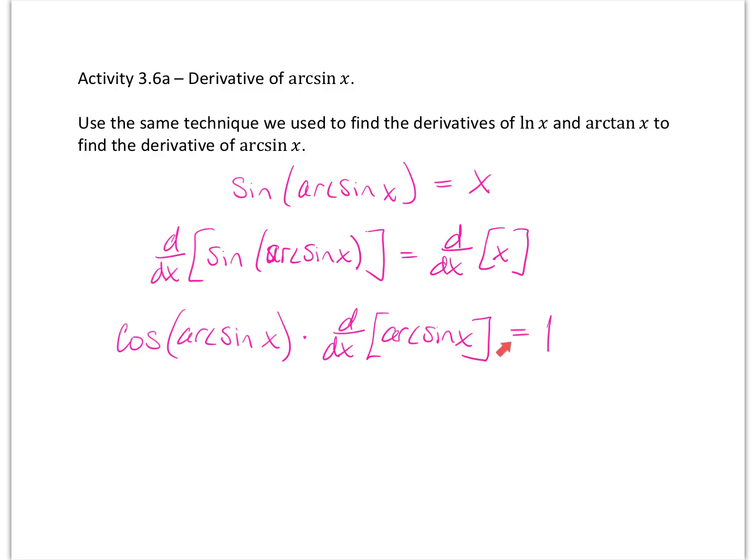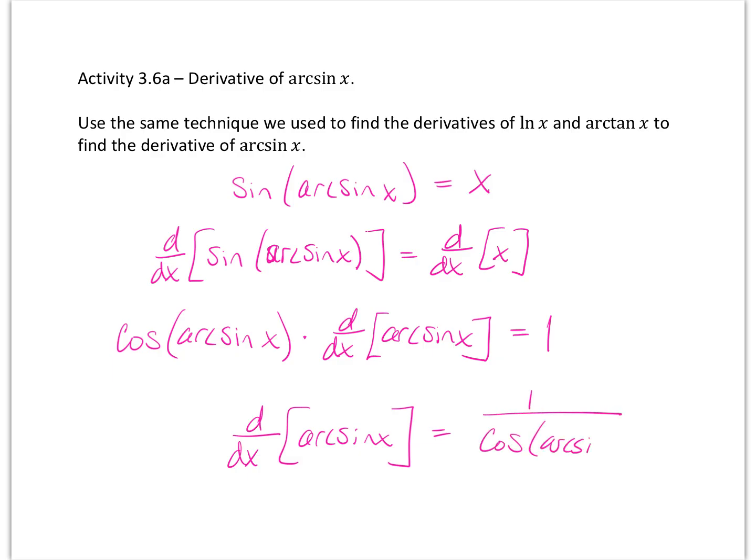Now I'm going to solve for d dx of arcsine x, because that's what I'm trying to find. I would like to know a formula for d dx of arcsine x. Here it shows up in my equation. I'm just going to divide this out, and I'll have a formula. d dx of arcsine x is going to end up being 1 over the cosine of the arcsine of x. And we might say we're done. That could be a formula for the arcsine of x, but I can simplify it a lot using a right triangle. So I'm going to go ahead and do that on the next slide.